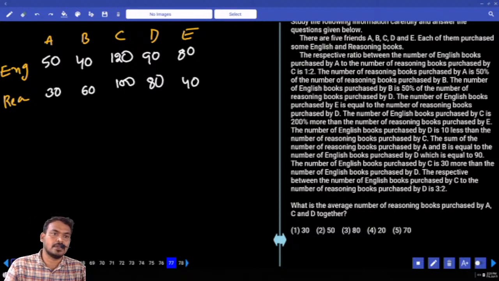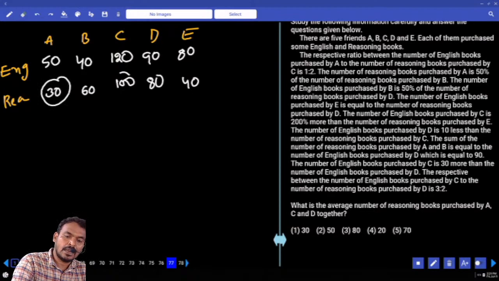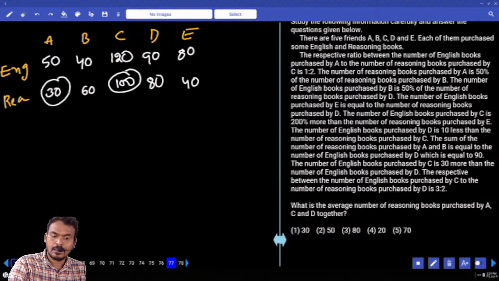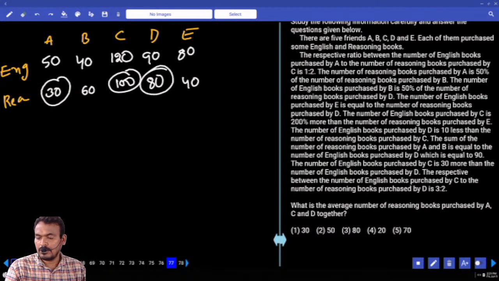77. What is the average number of reasoning books purchased by A, C, D? Reasoning of A, C, D: 30, 100, 80. Total it is 210. Divide by 3, 70.